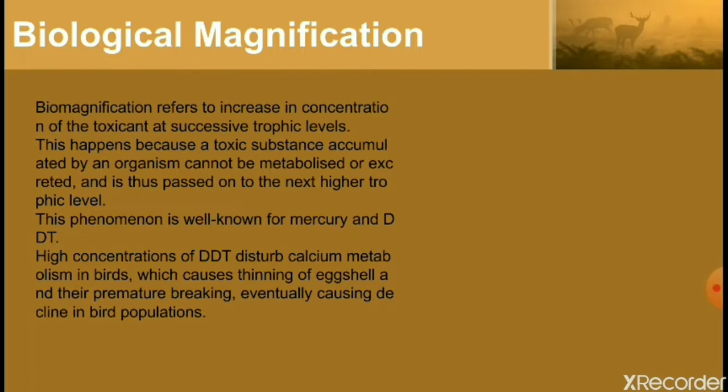Now, what is biological magnification? Biological magnification refers to the increase in concentration of toxic substances at different trophic levels in a food chain. When this happens, a toxic substance accumulated by an organism cannot be metabolized or excreted and is thus passed on to the next trophic level. This phenomenon is well known for mercury and DDT.